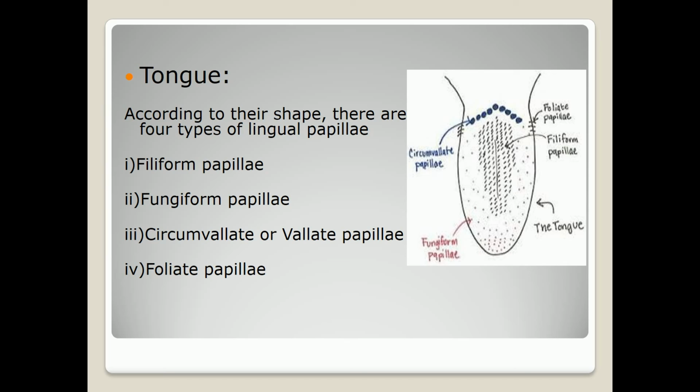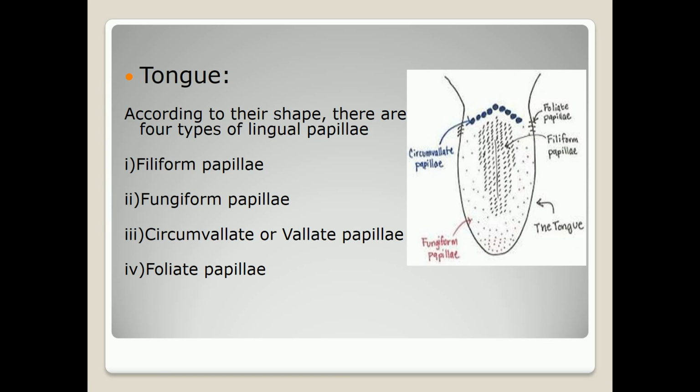Taste buds are absent in these papillae and they are specialized for tactile sense. Then second, fungiform, that is not keratinized but highly vascularized. In the living, they look red. Most of these fungiform papillae have some taste buds. Under these papillae there are mucus and serous glands.